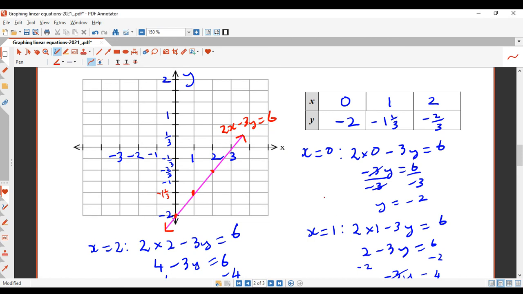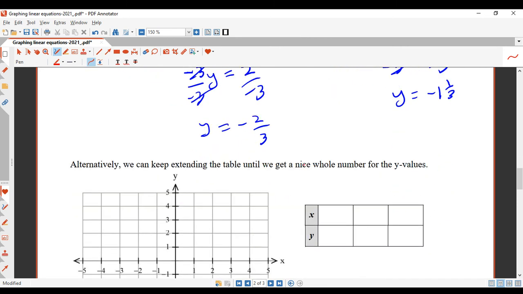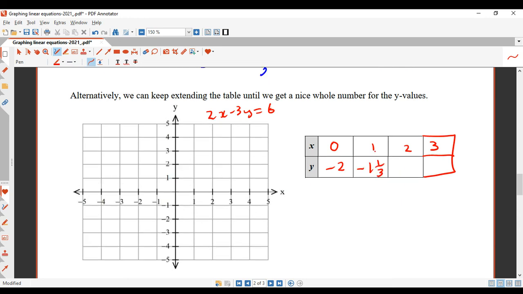Okay, so what if you don't like fractions and you want to avoid that? Well, we could do that. So let's do the same question again. All right, so if you want to draw your line 2x minus 3y equals 6, now we know that 0 and negative 2 is the first bit, and we know what 1 and 2 are already. You could extend your table and keep adding values until you get a nice little whole number, okay? So we know that this was negative 1 1/3, and I think, what was the other one?